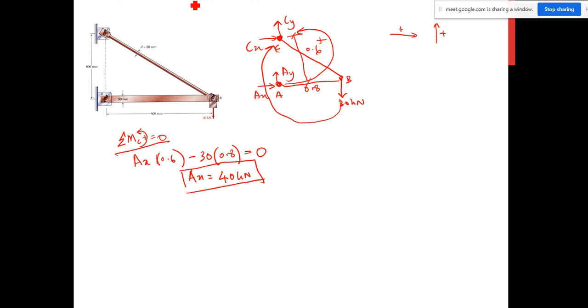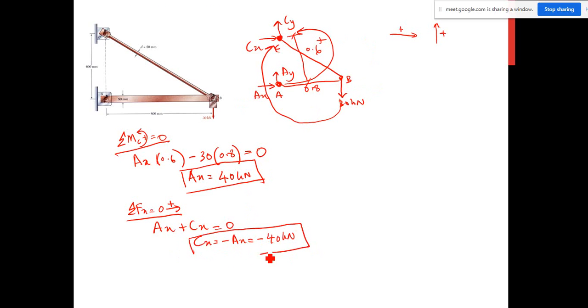Then you can apply the summation of Fx equal to 0, where to the right is positive. So here you will have AX plus CX equal to 0. So CX is equal to minus AX, which is equal to minus 40 kilonewton. So that is CX.